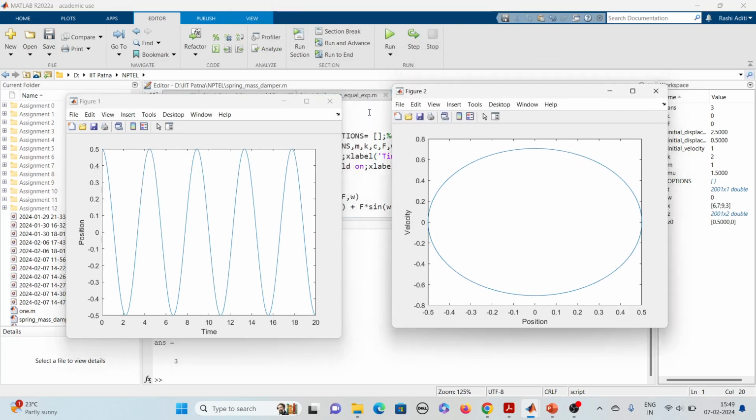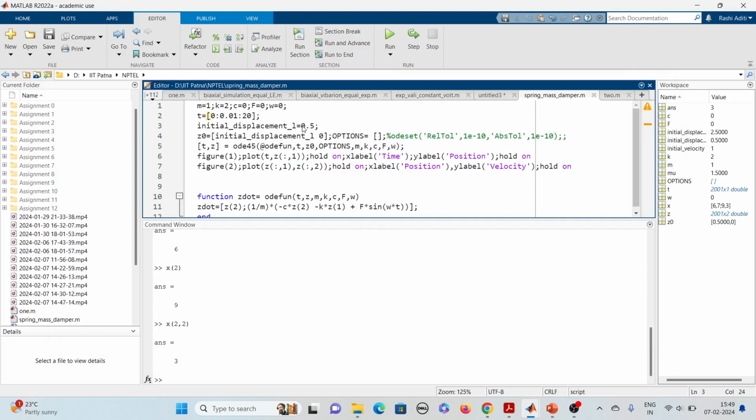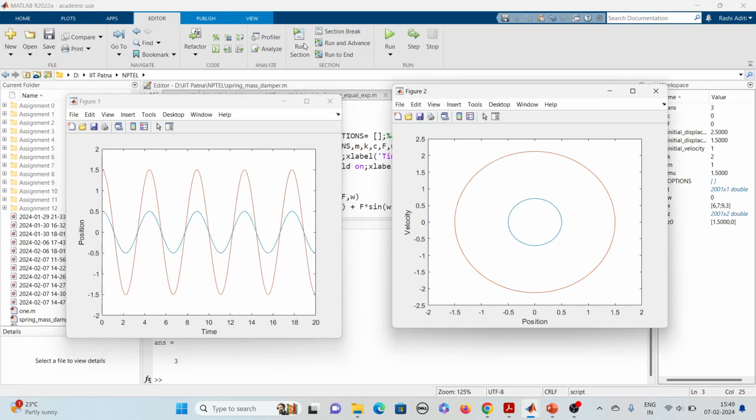What if now I want to change the initial condition? I'll say outside. Sorry. So I'll just make it 1.5. See what happened. As I increase the initial displacement, the loop changes itself, which means that depending on the initial condition, the amplitude of oscillation is going to change. If my initial condition is changing, then my amplitude of oscillation is changing.